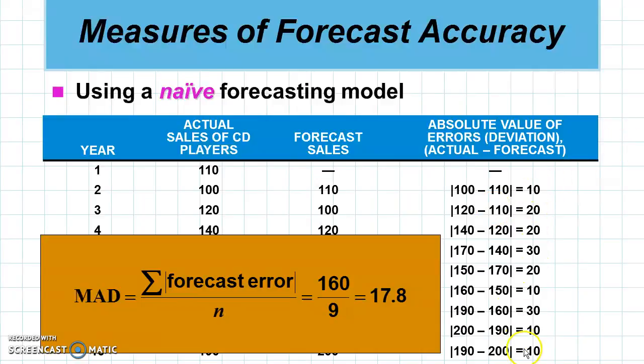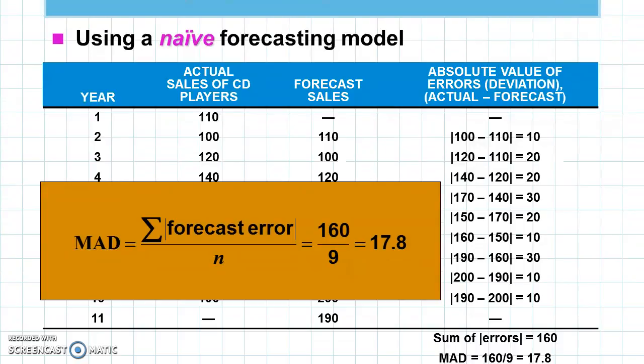You would add all those errors up. You would get your sum of errors, 160. You would divide that by the number of years that we're using in this situation: 1, 2, 3, 4, 5, 6, 7, 8, 9. And we would get a mean absolute deviation of 17.8. It's not rocket science. But it does give us an opportunity to compare one forecast against another.